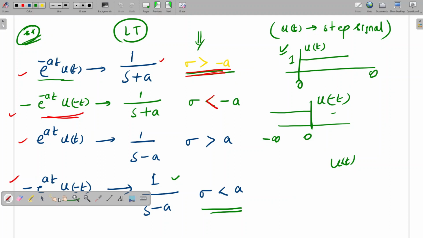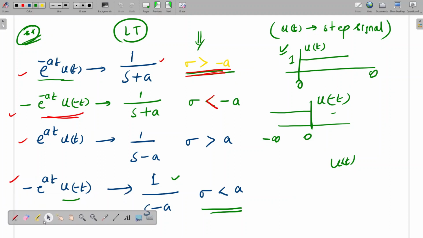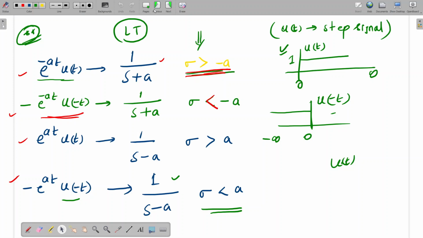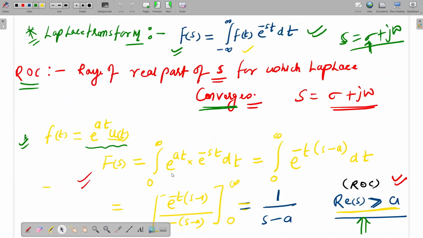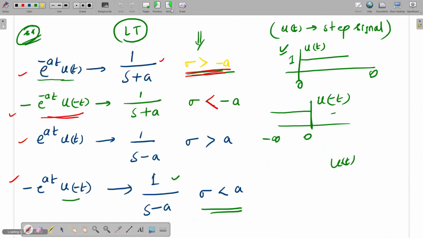See, already I have given the formulas. So this is the formula for different ROC. We can derive it. If you want, now only I can derive. First I have derived e to the power at u(t). If this is f(t), then F(s) will be 1 by s minus a and ROC is sigma should be greater than a. Okay, so this I have derived.